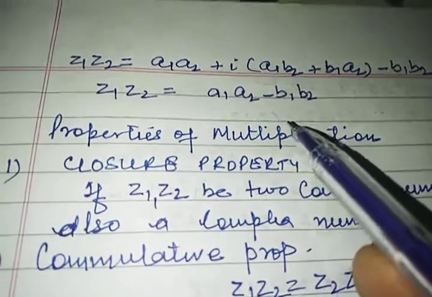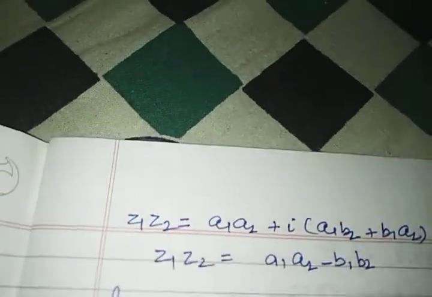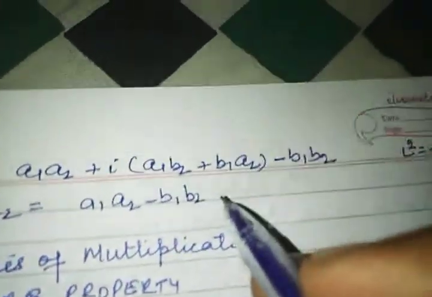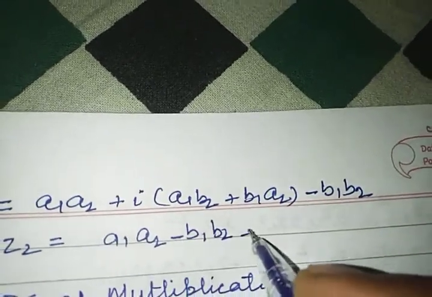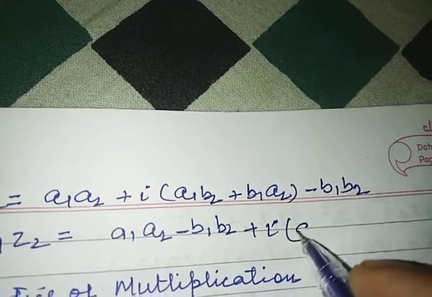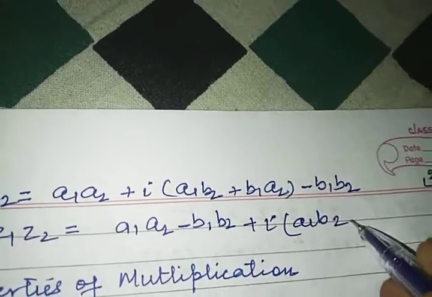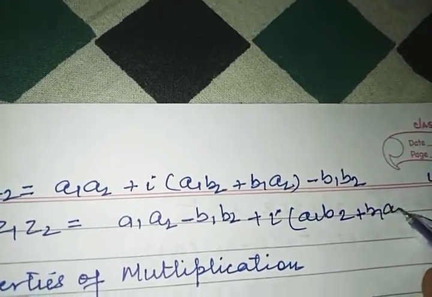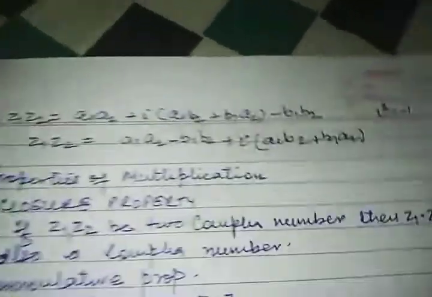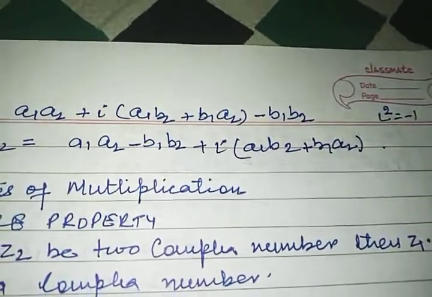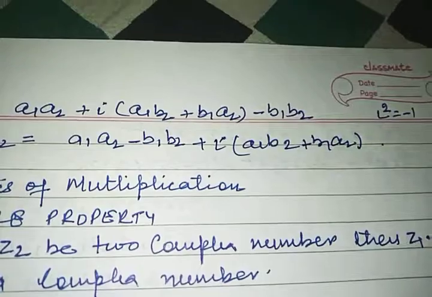I think something is left here. Sorry, this is here, plus i times (a1 b2 plus b1 a2). Now this is complete. So see, this is again a complex number. Multiplication of two complex numbers is again a complex number.